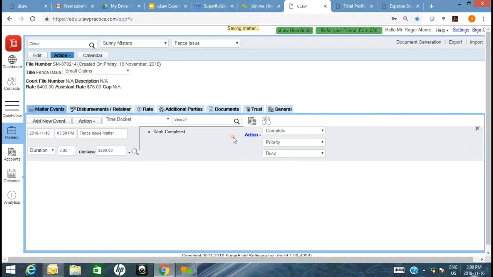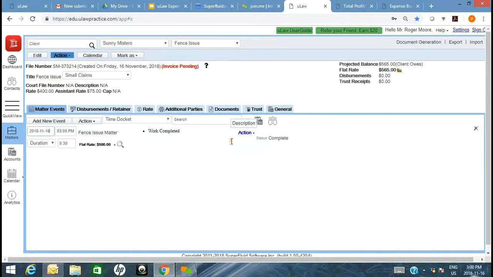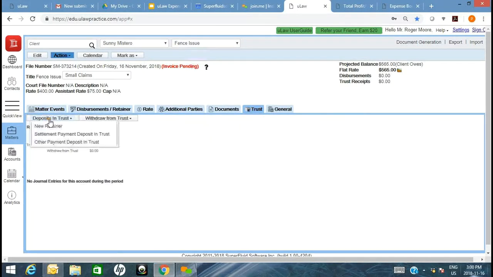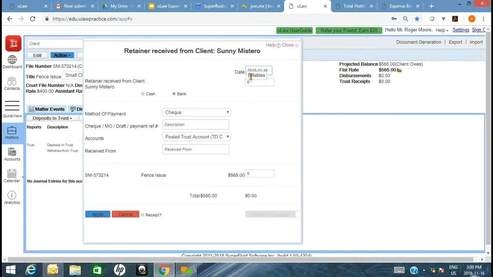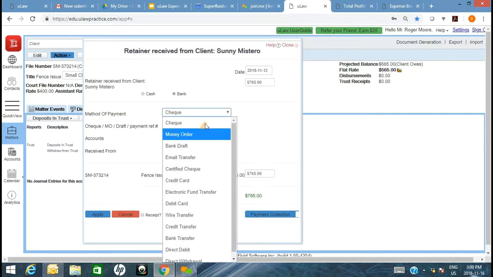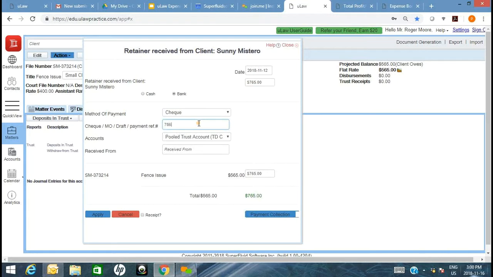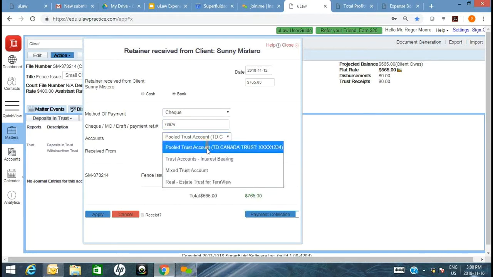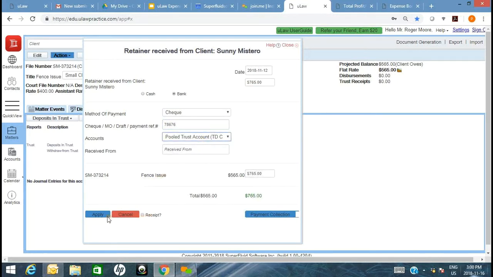For the purposes of the demo, and I'll just take 5 more minutes, let me quickly accept a retainer, backdate this and accept a retainer earlier this week. So I'll go into my Trust tab and deposit a new retainer on the 12th for $765. And let's say I got a check, a check into my Trust account. I can give them a receipt.